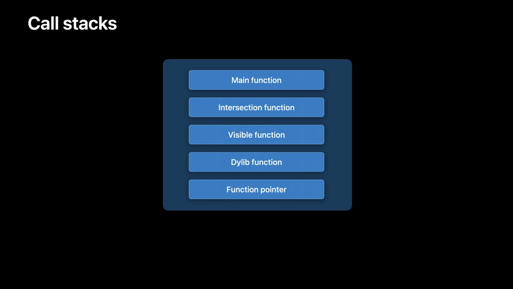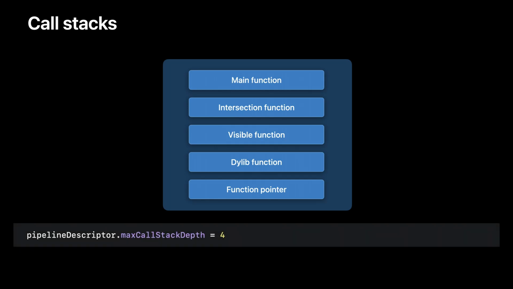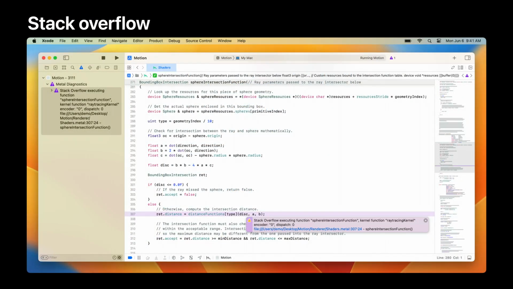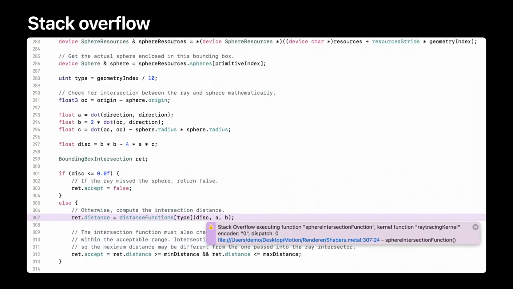To properly configure Metal to allocate the right amount of memory, you need to specify a maximum call stack depth of 4 yourself. The important thing to remember is that when the value of the max call stack depth is set too low for your program, Stack Overflow can happen, resulting in undefined behavior. But if you're running with shader validation enabled, such situations will be caught early, and you will see information in Xcode about where the Stack Overflow occurred. You can then go and fix your shader code, or adjust your maximum call stack depth in the pipeline descriptor.